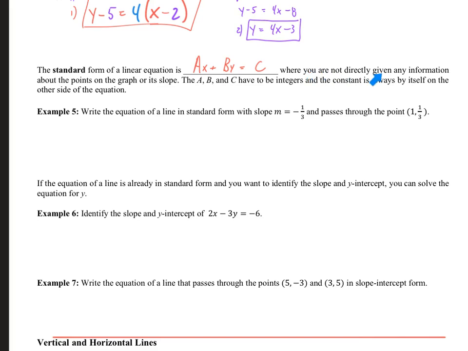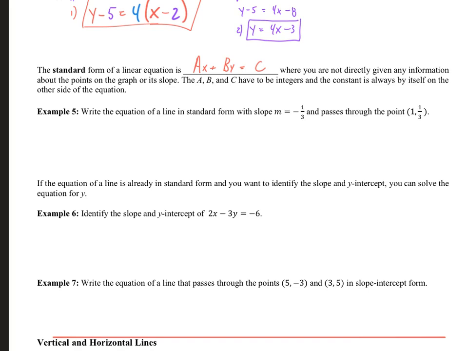So when we're not directly given information about the points on the graph or its slope, we use this form. A, B, and C have to be integers, and the constant is always by itself on the other side of the equation. So we shouldn't be having any fractions in our answer when we're done. And then that C, that constant should always be by itself. So x and y both need to be on the left side, and then the constant needs to be on the right side.